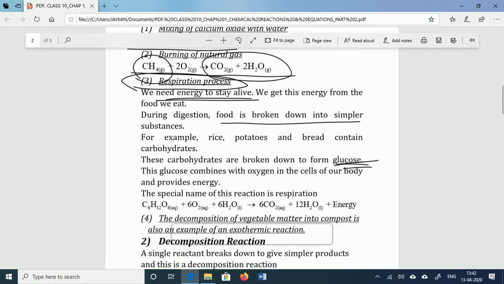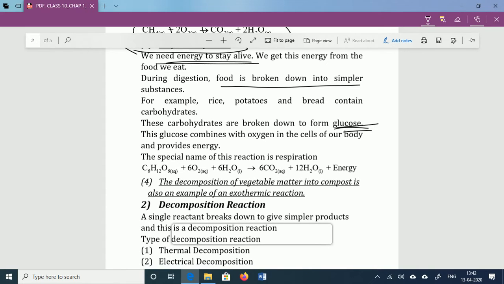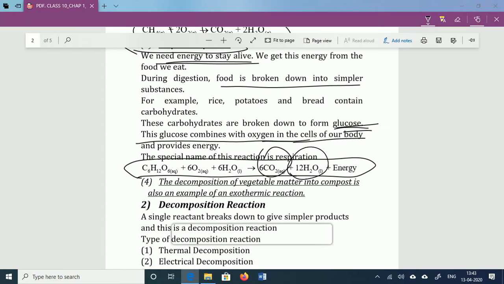Later on, the simpler form of the food, that is nothing but glucose, enters into the cell. Inside the cell, glucose combines with the oxygen that is taken in by the respiration process, and it will produce energy. Here the glucose in the presence of oxygen and water will produce carbon dioxide, and side by side it will produce water molecules and energy. So this process in which energy is produced is called an exothermic reaction.